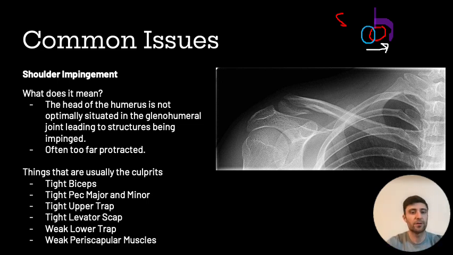So things that are usually the culprits: tight bicep. A lot of the times that tight bicep is hiding in there with this. Tight pec major and tight pec minor, very common. Tight upper trap, absolutely very common. Tight levator scap, very common. Weak lower trap, super common. And weak periscapular muscles, that just means all the muscles around your shoulder blade, super common. So what does this look like? Well, in the yin and yang analogy that I used before, it looks like all the muscles that pull your shoulders up and forward are really strong, and all the ones that pull it down and back are really weak.